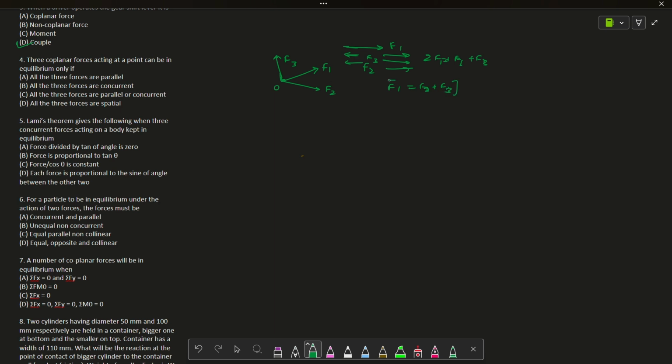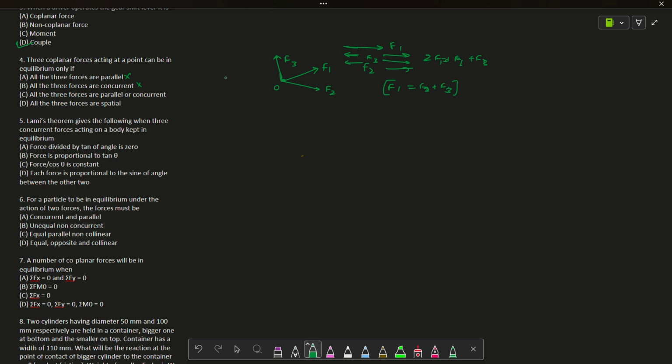Okay, sorry, F1 is equal to F2 plus F3. So this is a particular case, right? It can't be possible in every scenario. That's why "all the three forces are parallel" may not be true always. "All the three forces are concurrent" is obviously concurrent, so it's also not true. All the three forces are parallel or concurrent.